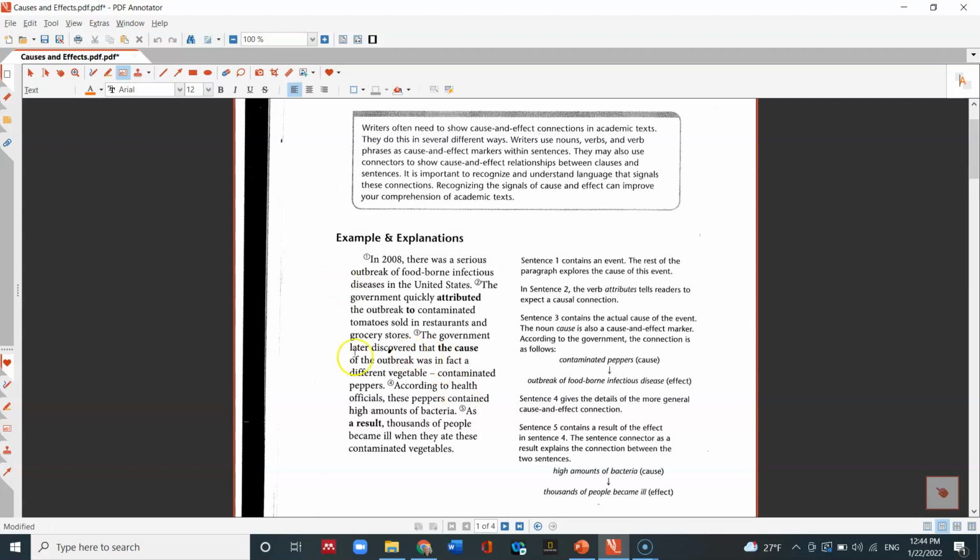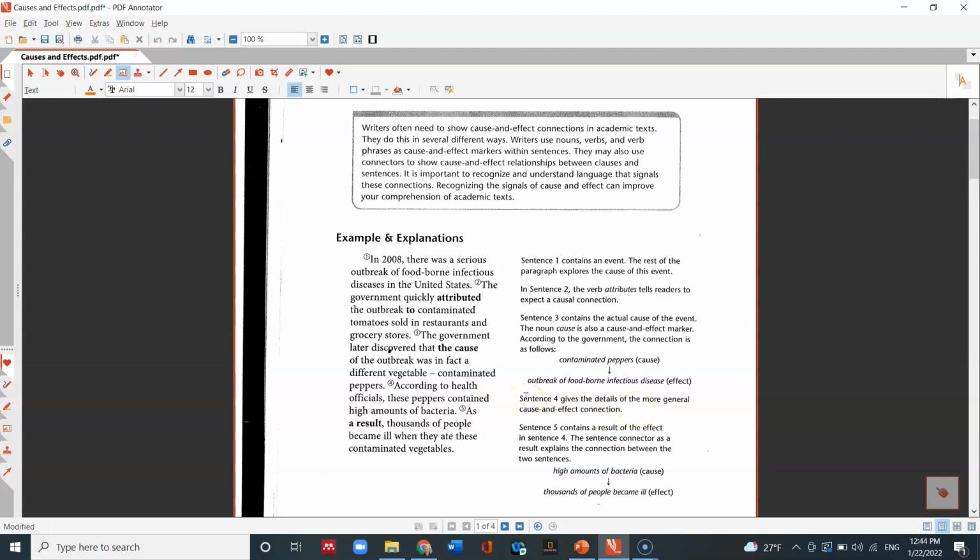Okay, number 3, the government later discovered that the cause of the outbreak was in fact a different vegetable, contaminated peppers. So here you see the actual cause of the event. The noun cause is a cause and effect marker. So this was the connection. Contaminated peppers caused an outbreak of foodborne infectious disease. According to health officials, these peppers contained high amounts of bacteria. That's more details about the cause-effect connection.